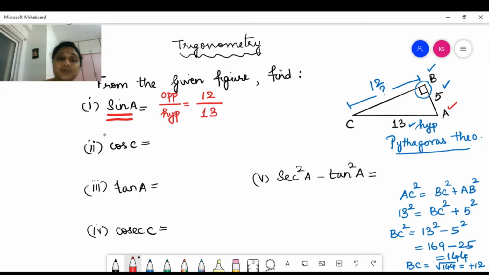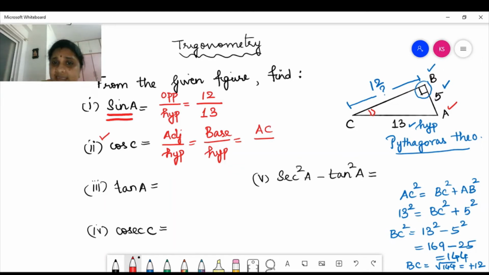Okay. So now let's move on to the second subdivision wherein we are going to find the cosine of C. So cosine of an angle is always equal to the adjacent divided by the hypotenuse. Adjacent or the base with respect to angle C by the hypotenuse of the triangle. Now, what is the base of angle C? The side that's adjacent to it, that is nothing but AC by the hypotenuse. I'm sorry, AC is the hypotenuse. So, the side that is adjacent to C is going to be BC.